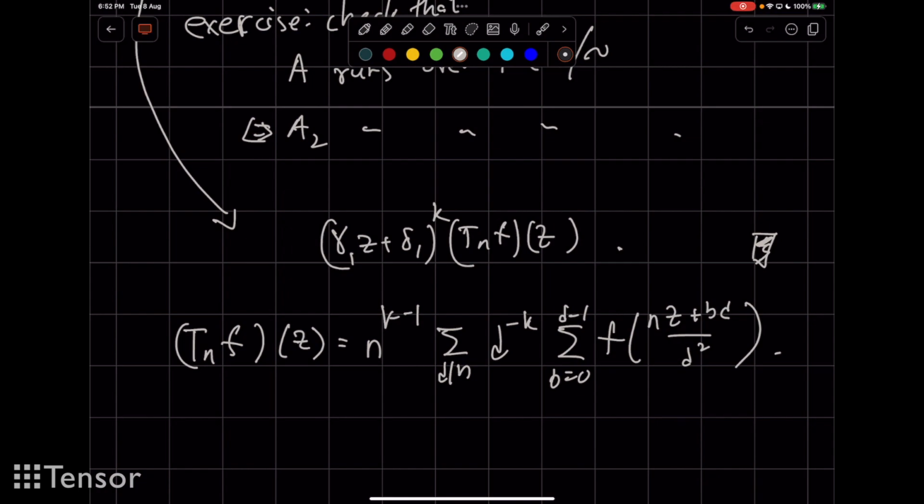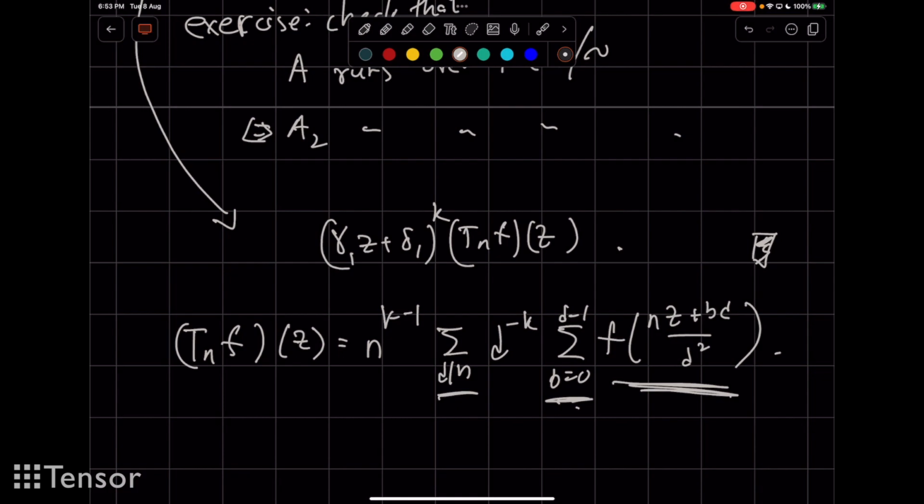Because it's the, so how many terms are there in this sum? There are finitely many terms, right? So T_n f is actually a finite sum of holomorphic functions. All these are holomorphic functions. Therefore, T_n f is also a holomorphic function.